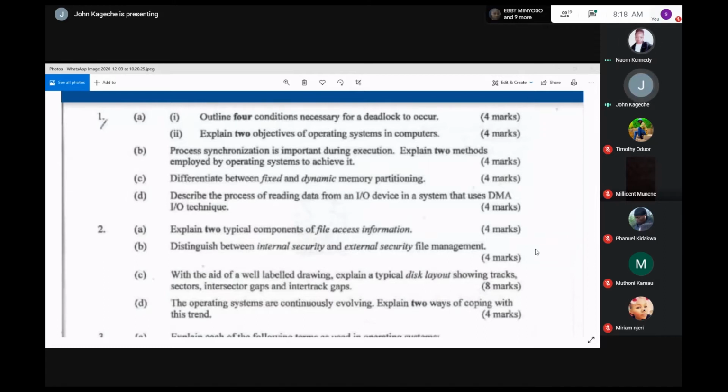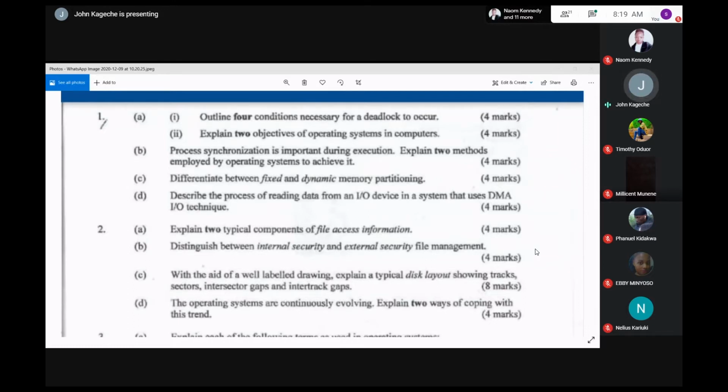So if you look at part 2 of A, what are the objectives of operating system in computers? Yes, there is efficiency, meaning that the operating system manages the system resources in an efficient manner.